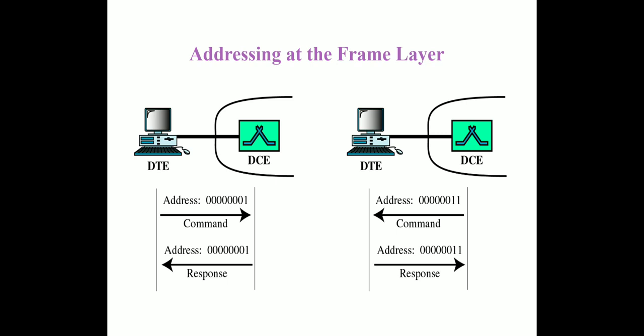So whenever the DTE is issuing any command to the DCE, the address field will be 7 zeros followed by a 1, and the response to that particular command also will have the same address. If a DCE is issuing a command, then the address field will be 6 zeros followed by 2 ones, and the response for that command also will have the same address. So this is the addressing at the frame layer.